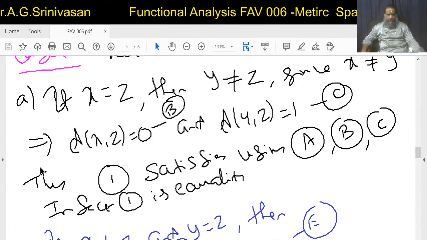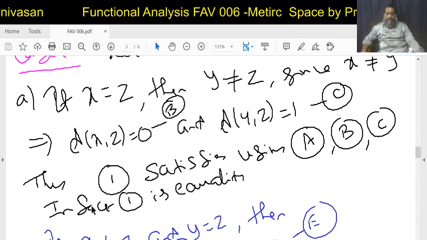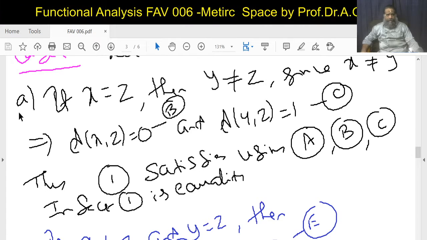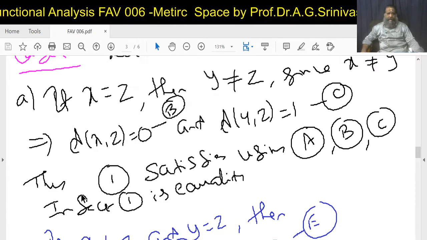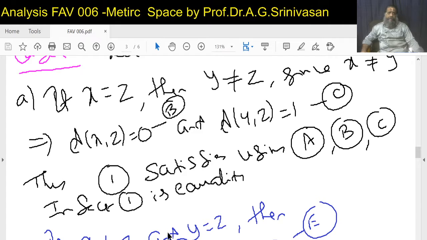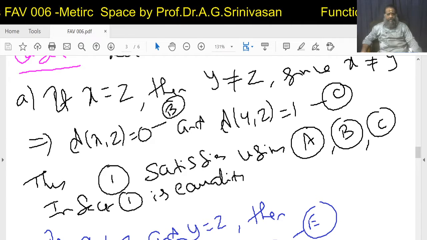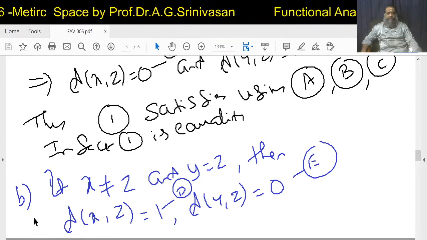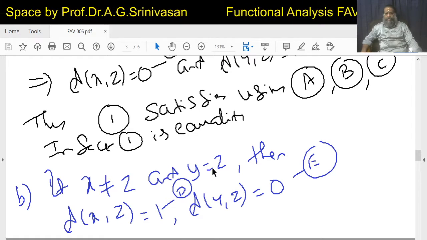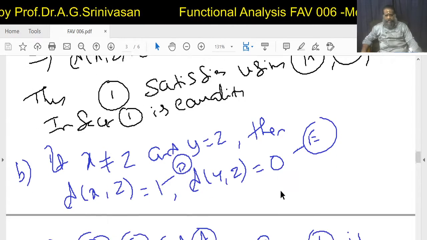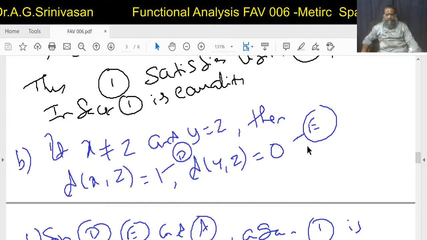Equality holds. So case 1 satisfies using A, B, C. In fact, 1 is the equality. The second case is that in the same way, x is not equal to z, and maybe y is equal to z. If x is not equal to z, by definition, d of xz is 1. If y is equal to z, d of yz is equal to 0. So I call this D and E respectively.